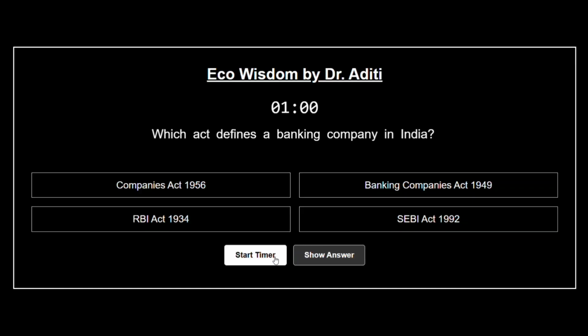Which act defines a banking company in India? Companies Act 1956, Banking Companies Act 1949, RBI Act 1934, and SEBI Act 1992. You have to mark the correct answer. The options given are a little confusing, with similar information being shared in the options. If you have thoroughly read your economics books, then you can find the correct answer. Last 15 seconds to go.